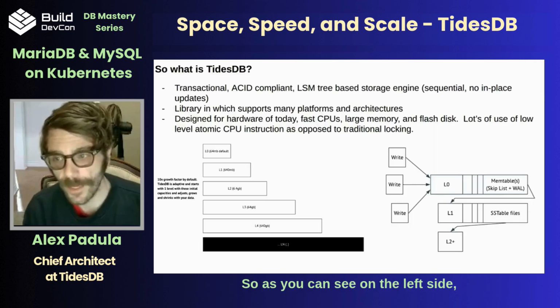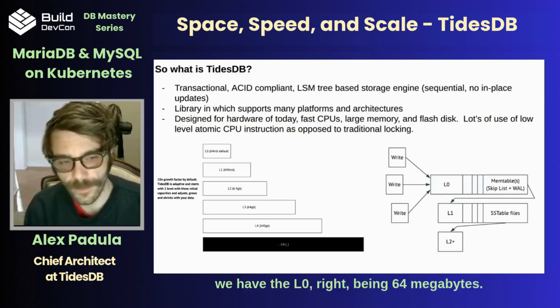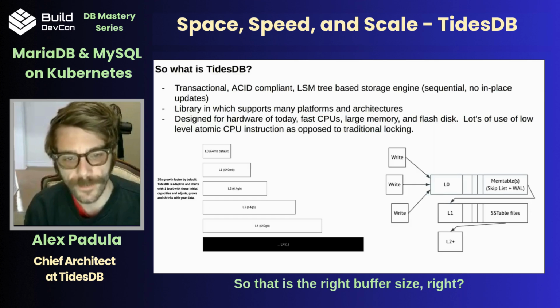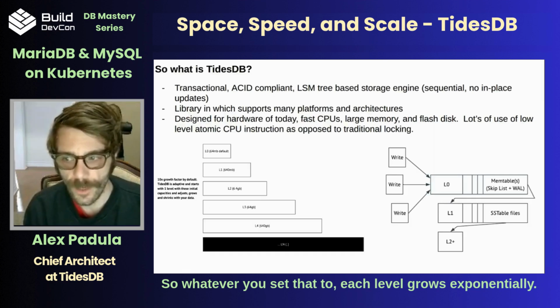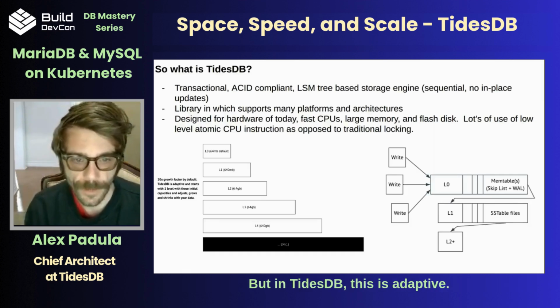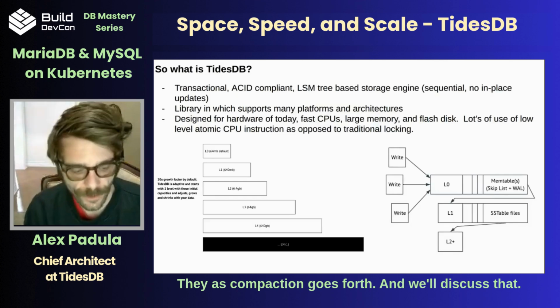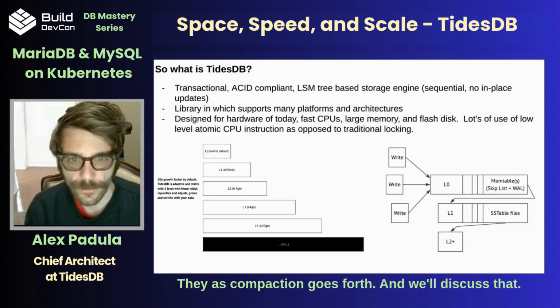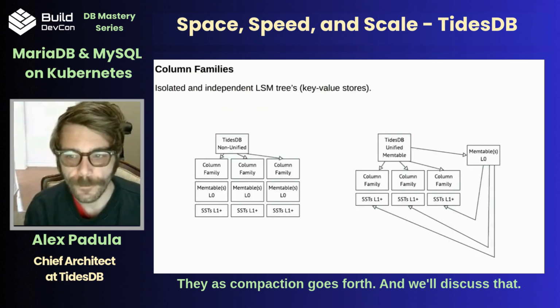As you can see on the left side, we have the L0, right, being 64 megabytes. So that is the write buffer size, right? So whatever you set that to, each level grows exponentially. But in TidesDB, this is adaptive, so level capacities can change as compaction goes forth, and we'll discuss that.